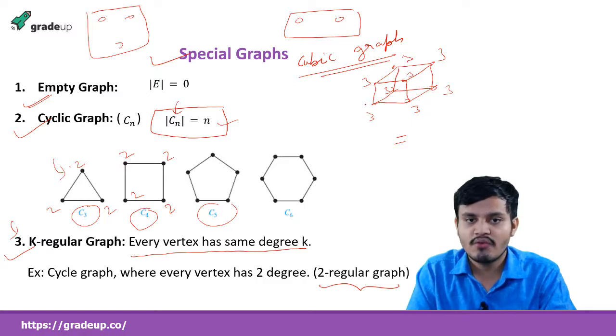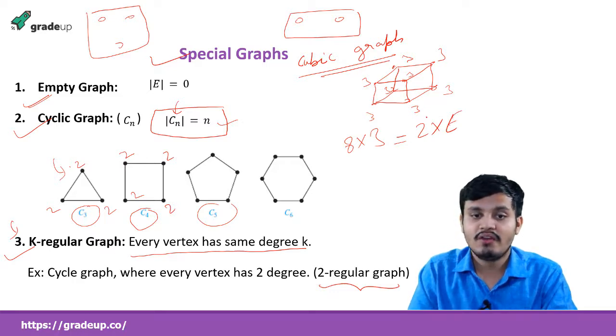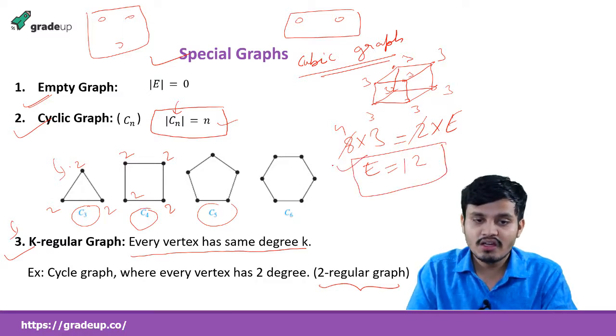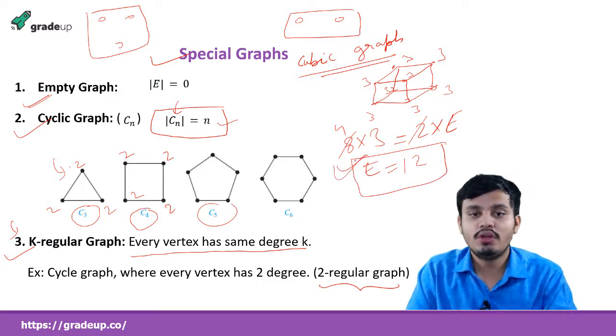How many vertices are there? 8. 8 into 3 is equal to 2 into E, and we will get E is equal to 12. Okay. So the question will be very easy, but you need to understand the problem very well.